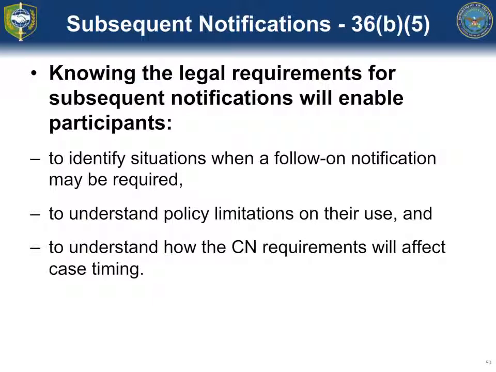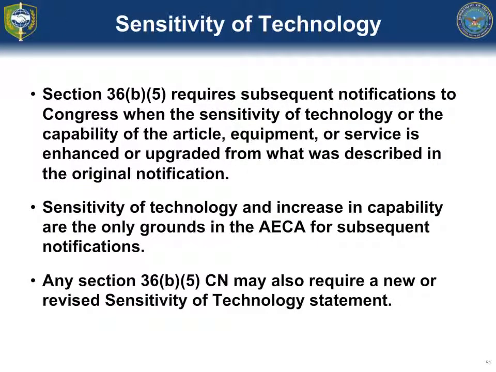So we've made our 36B notification and we've offered our LOA. The law further requires that for a period of 10 years, if what was notified in that CN changes, if there is an increase in the capability or sensitivity of technology, we have to provide a subsequent notification pursuant to Section 36B-5. So we want to help you identify those situations when a follow-on notification may be required and understand the policy limitations on their use and understand how the CN requirements will affect case timing, because they're a little different from 36B-1. Section 36B-5 requires subsequent notifications when the sensitivity of technology or capability of the article or equipment is upgraded or enhanced from what was described in the original notification for a period of up to 10 years after that notification.